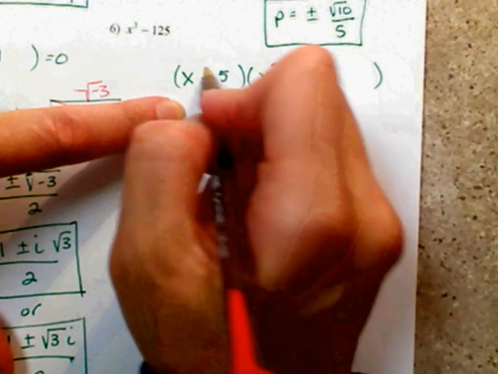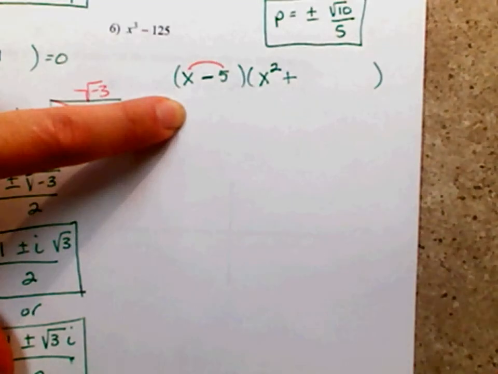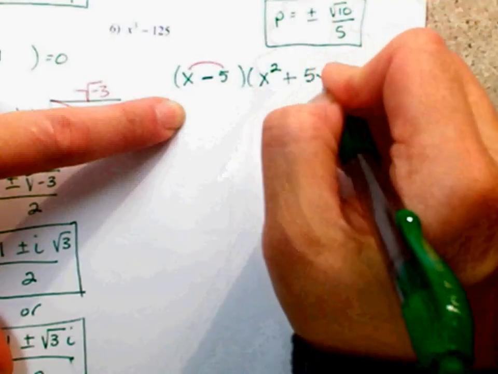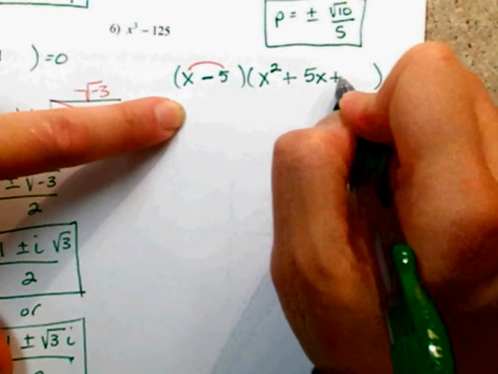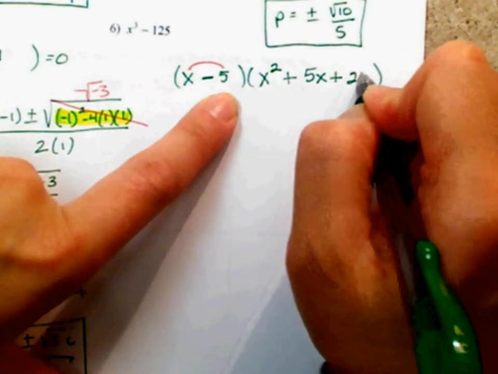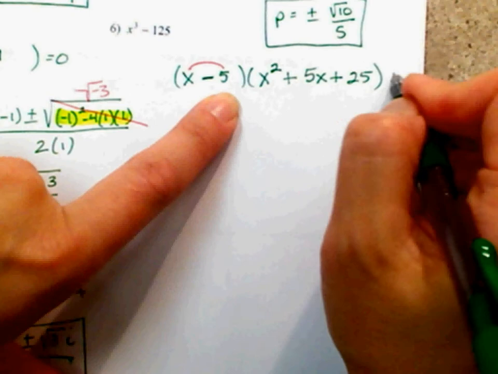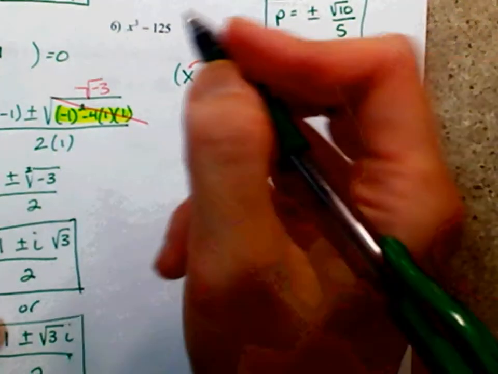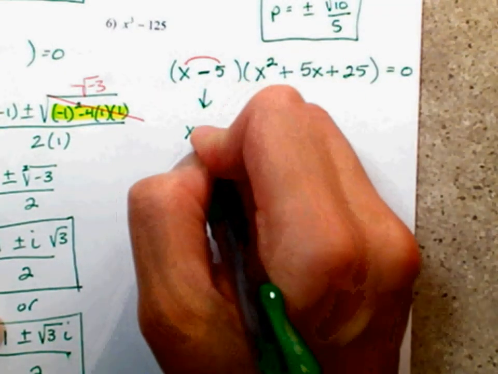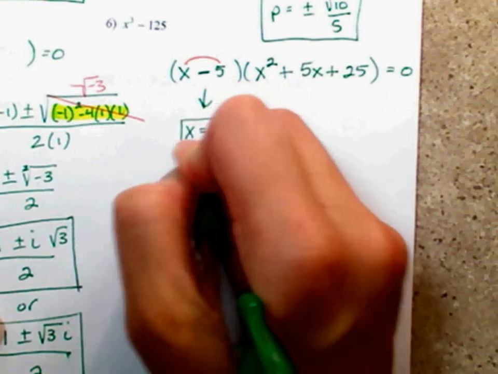Multiply these two together. 5 times x is 5x. Plus, square your second, which is 25. Solve for each one. X is equal to 5. Set it equal to 0. You solve, you're going to get that.